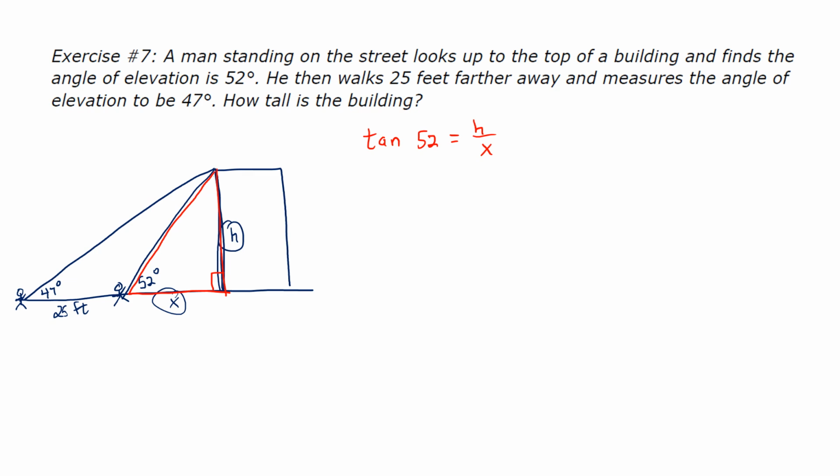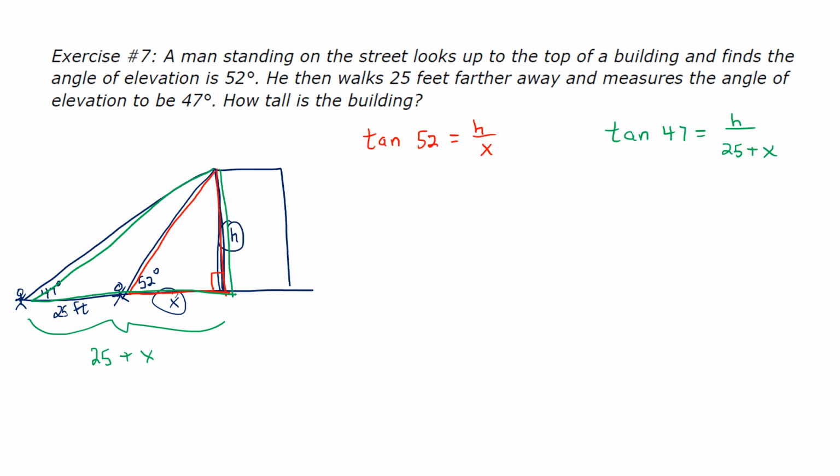The second triangle, here in green, I now have a base that is 25 plus x. So my tan of 47 would be h over 25 plus x. So these would be the processes that I would take to find h.